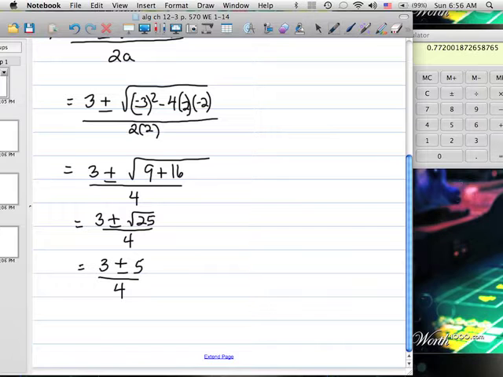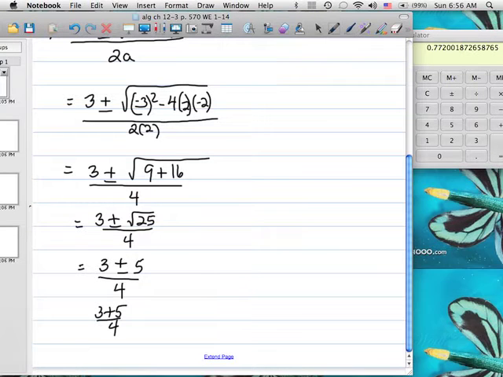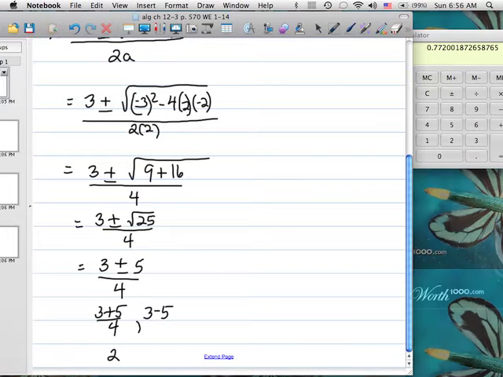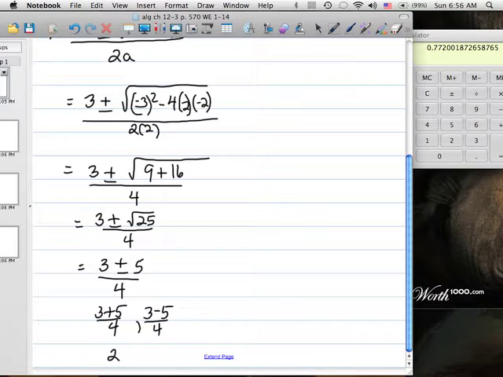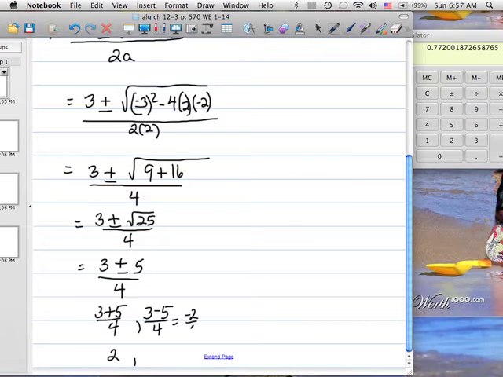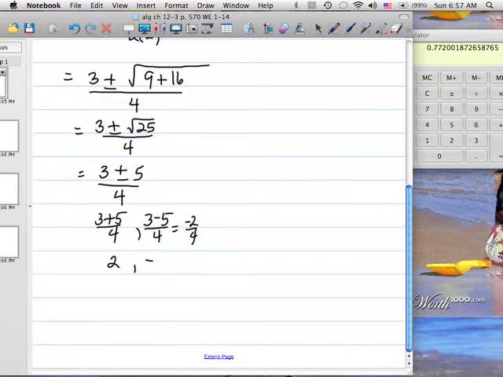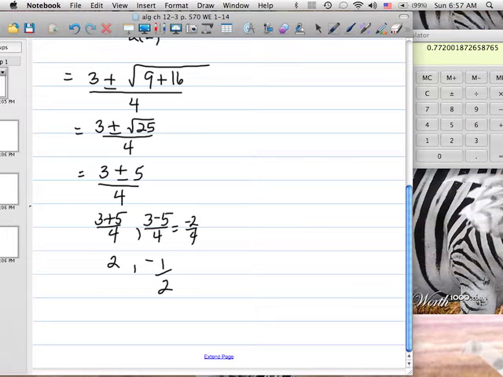So our two answers are 3 plus 5 over 4, which is 8 over 4, which is 2, and 3 minus 5 over 4, so that's negative 2 over 4, which is negative 1/2. So our solutions are 2 and negative 1/2.